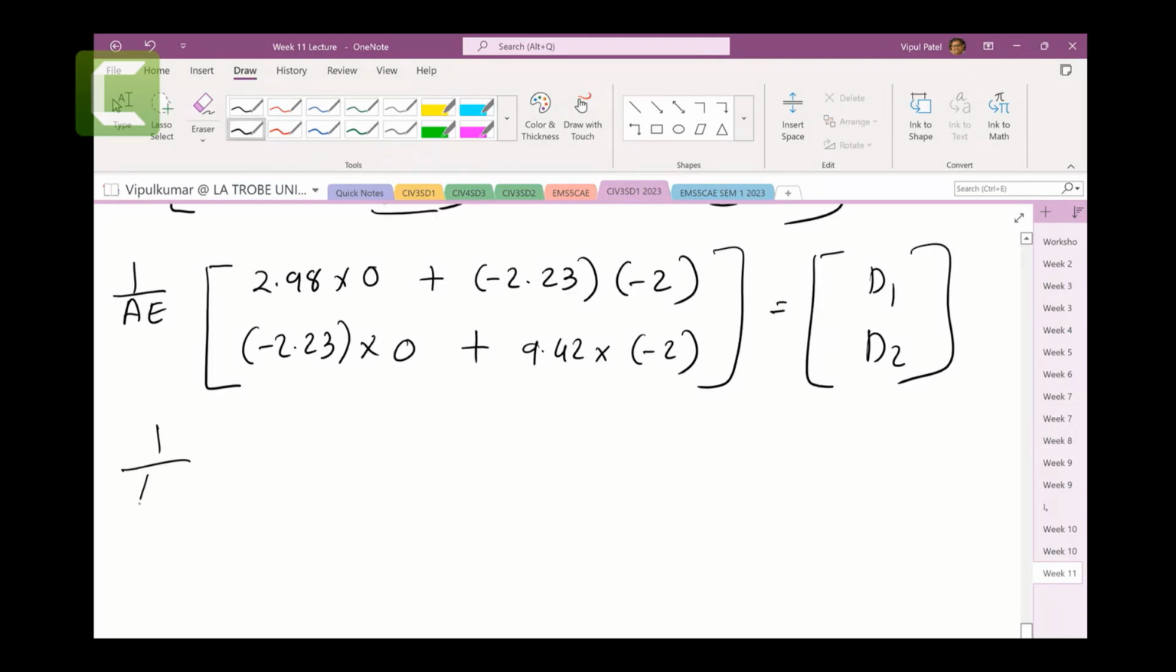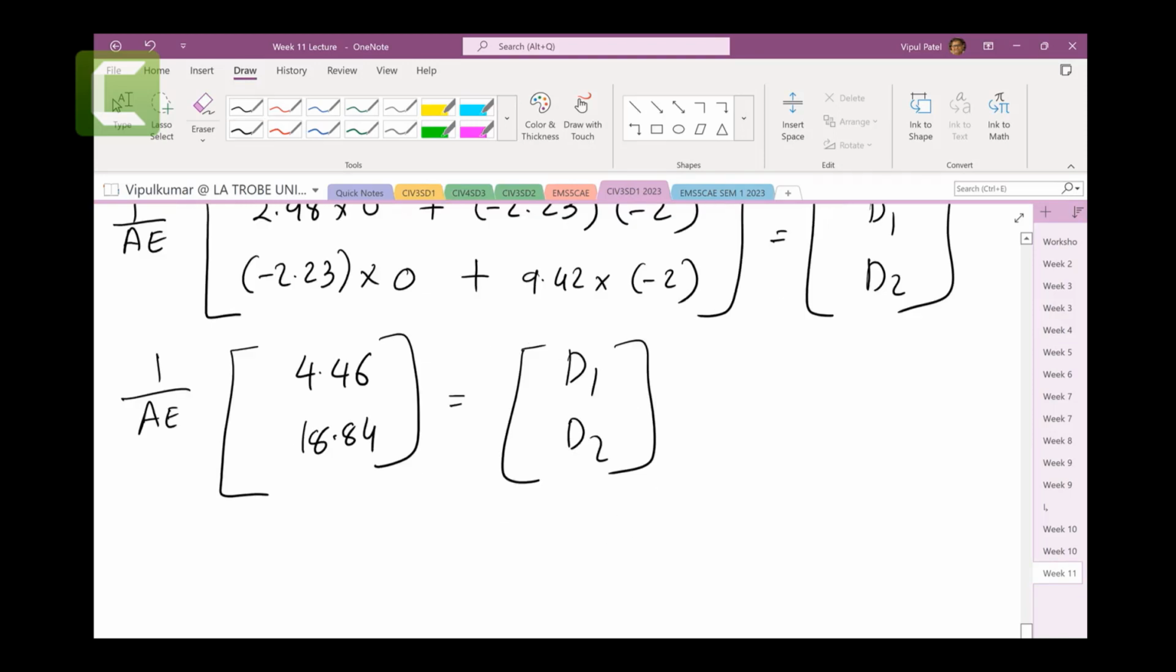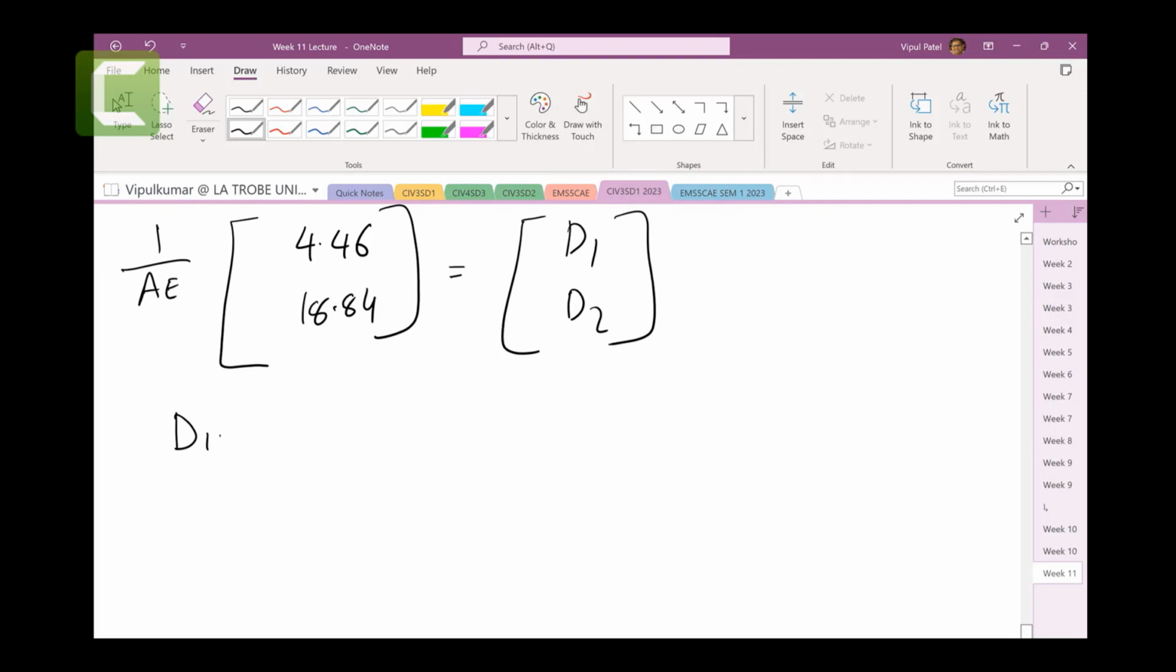Sorry, this is boring for you, but I just want to highlight that minus 2.23 times minus 2 is positive, so 4.46, and 9.42 times 2 gives me 18.84, equal to D1 and D2. So if we know the area, D1 equals 4.46 over AE. If we know the area and Young's modulus, we can put it there. D2 equals 18.84 over AE.